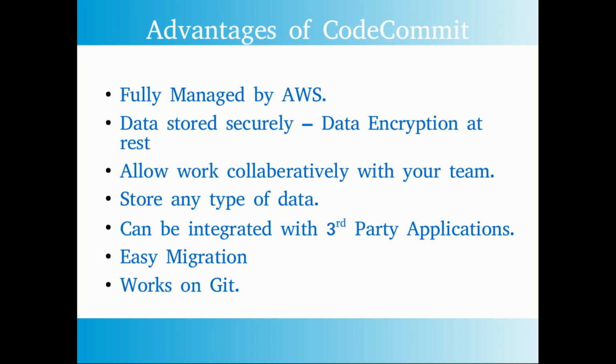And the next one is that data is stored securely. There are two ways of accessing the code repository data. One is using HTTPS and one is using SSH. Both of these methods have encryption enabled during transit. So the next question will be what happens to the data when it is not in transit, when it is at rest. AWS has enabled data encryption at rest. So whenever the data is not being used, the data inside the repository will be encrypted.